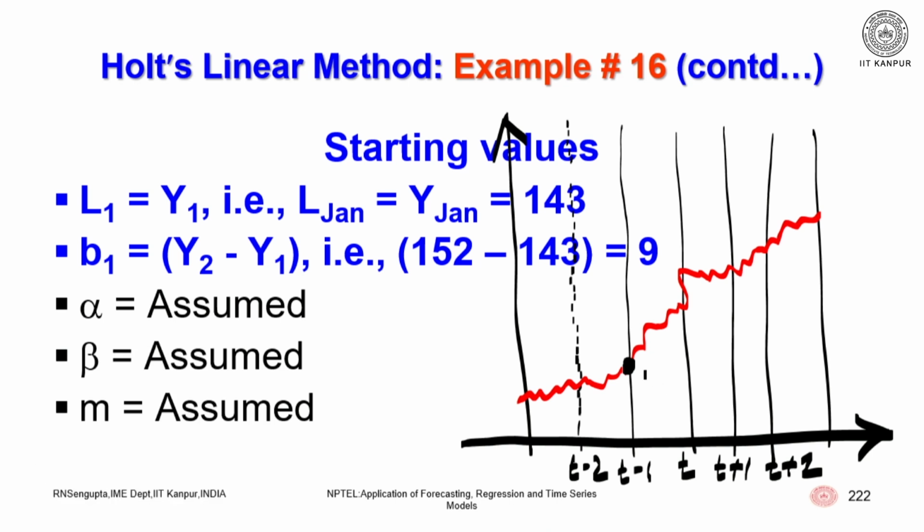Here, the value of B1 which I am taking can be calculated like this. This can be height by base. The base is 1, because you remember it is time period t minus t minus 1, which is 1, and this value which you have is basically 152 minus 143.